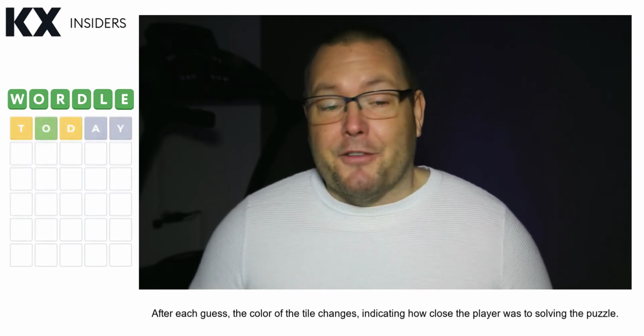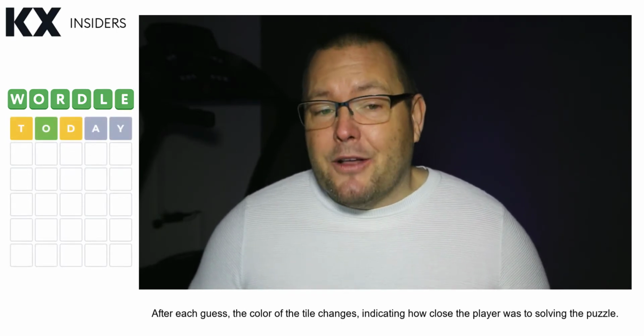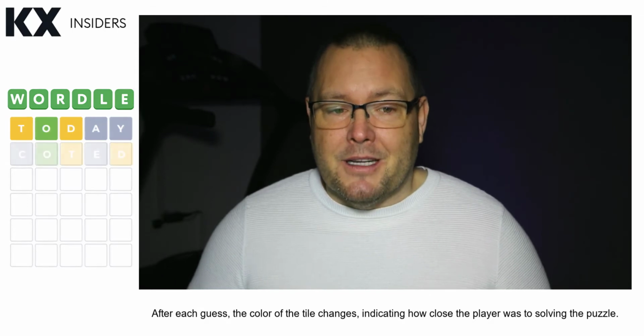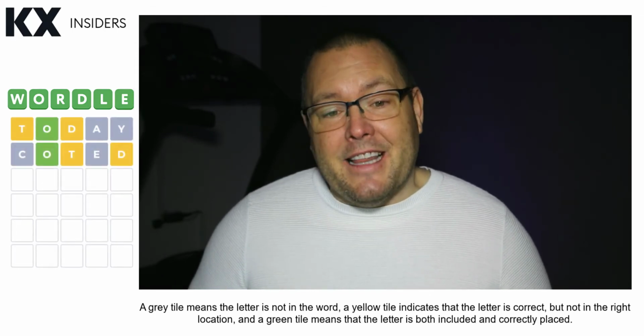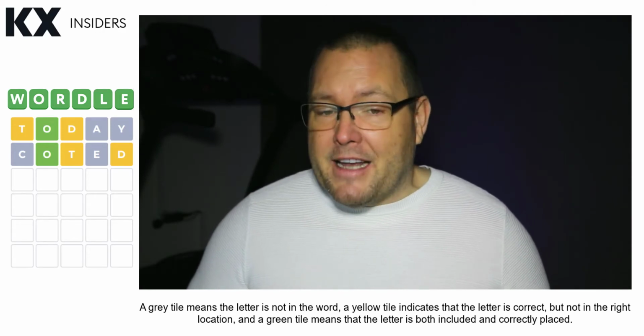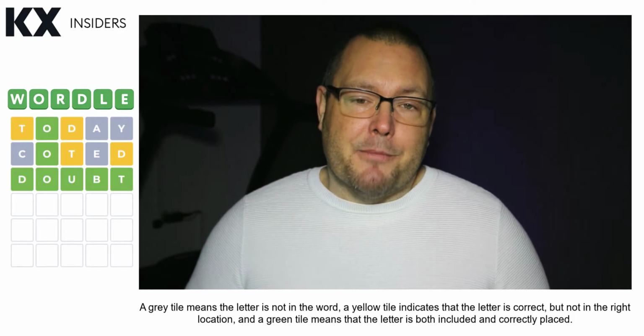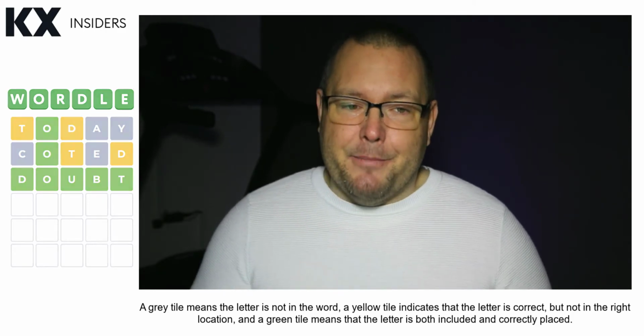In this episode we are going to discuss Wordle, the game currently taking social media by storm. For those who don't know, Wordle is a daily browser-based brain teaser that grants players 6 attempts to guess a mystery 5-letter word. After each guess, the colour of the tile changes, indicating how close the player was to solving the puzzle. A grey tile means the letter is not in the word. A yellow tile indicates that the letter is correct but not in the right location, and a green tile means that the letter is both included and correctly placed.